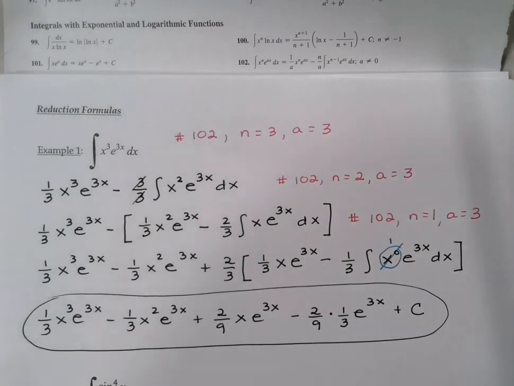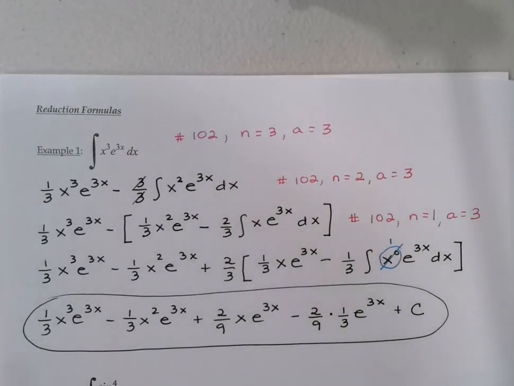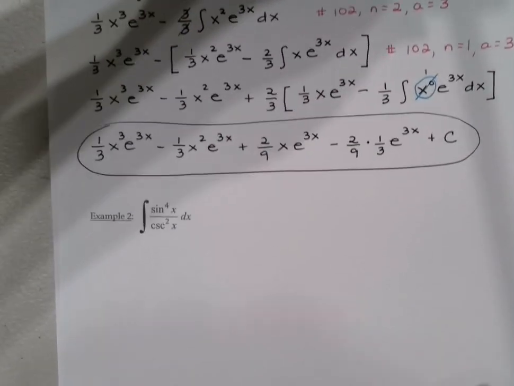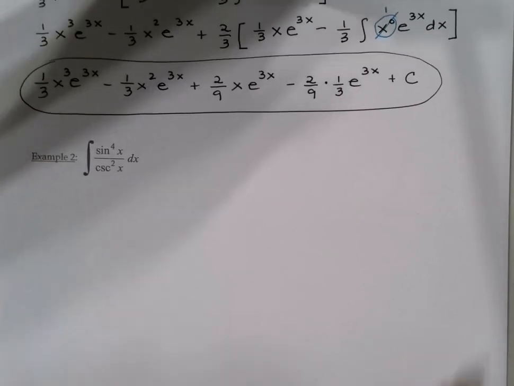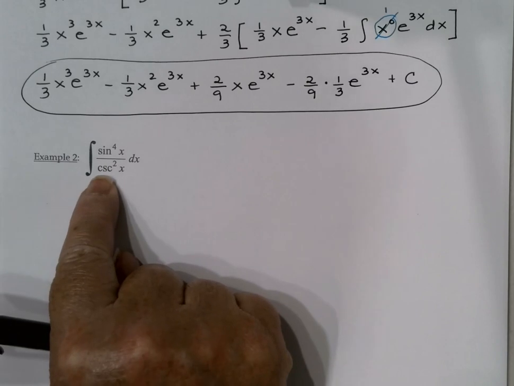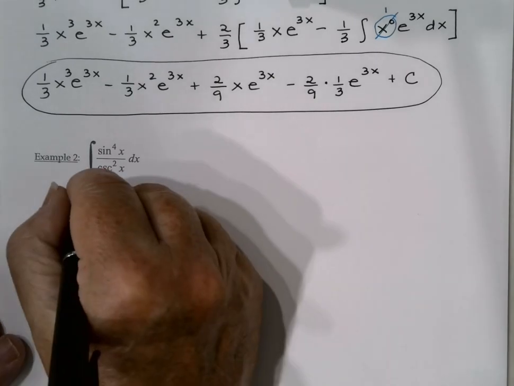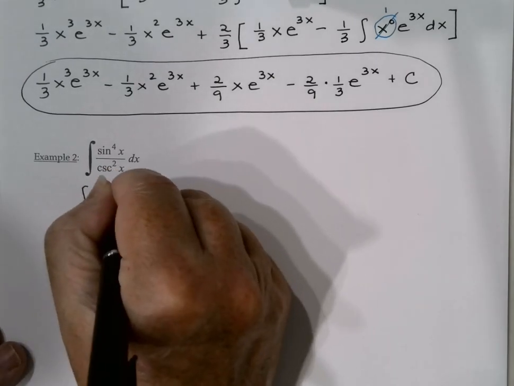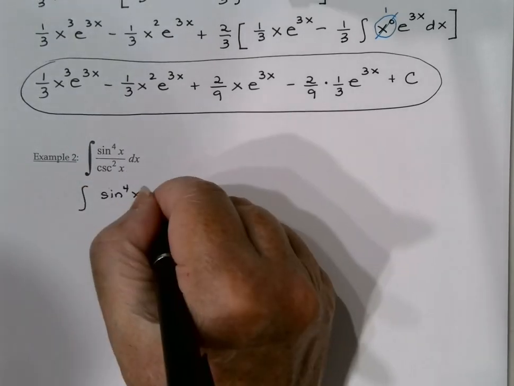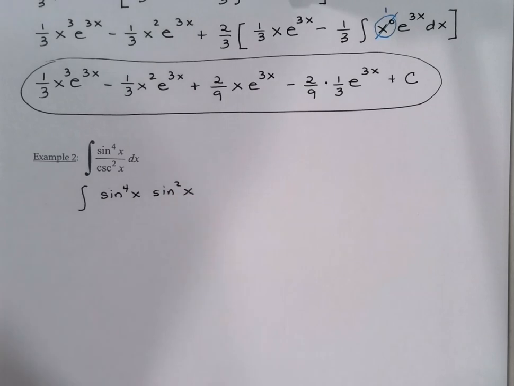All right, so there's one example of a reduction formula. Example 2 is another one. I've got the integral of sine to the 4th over cosecant squared of x dx. And the first thing I'm going to notice is, since cosecant is the reciprocal of sine, I really could just rewrite this as sine to the 4th x, and I could bring that cosecant squared up and make it sine squared. Sine and cosecant are reciprocals of each other.